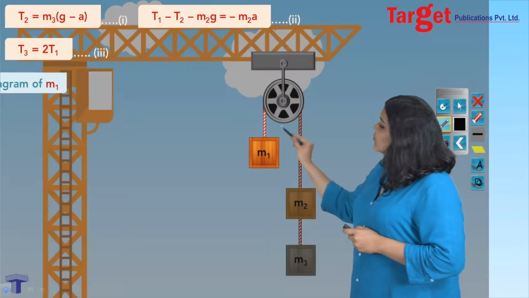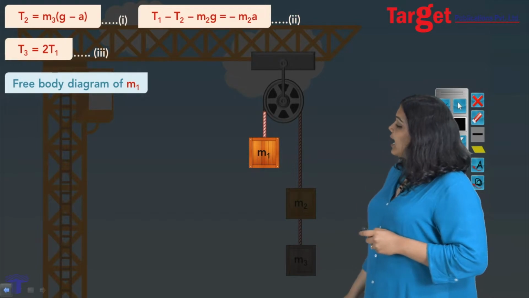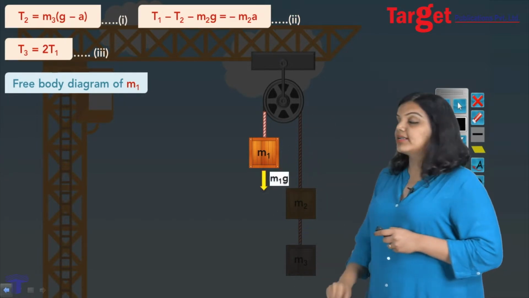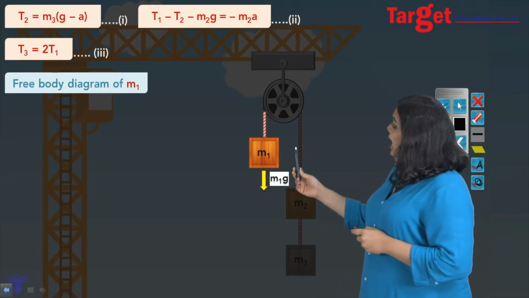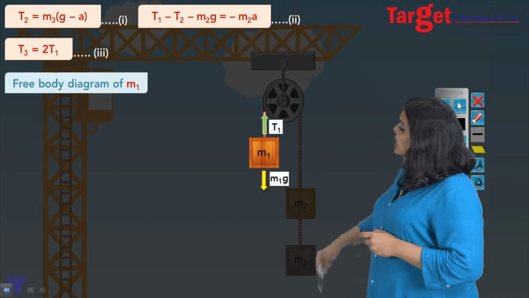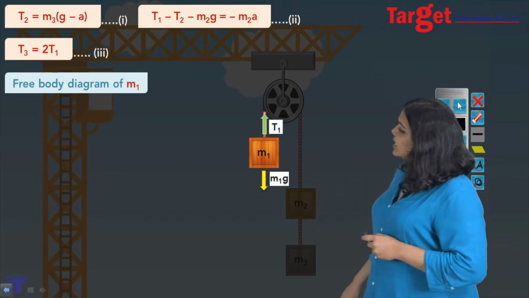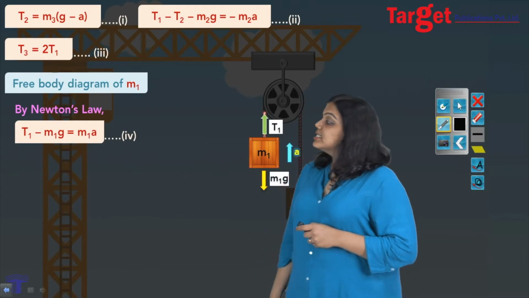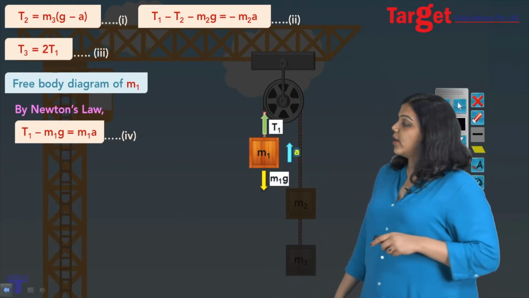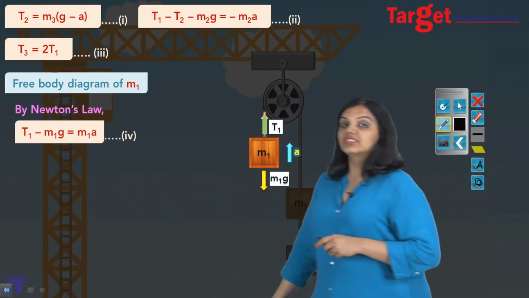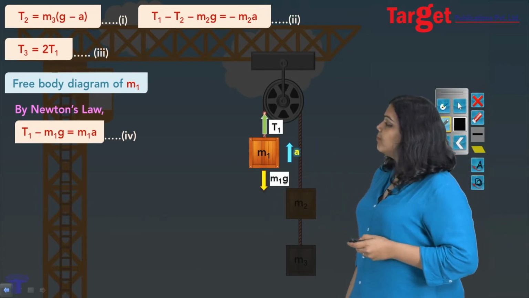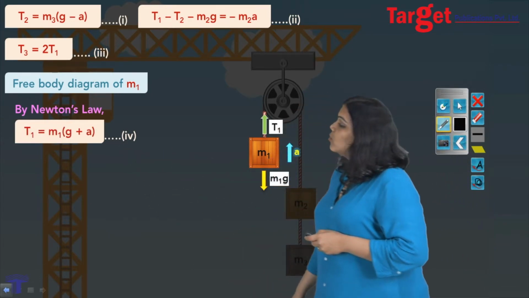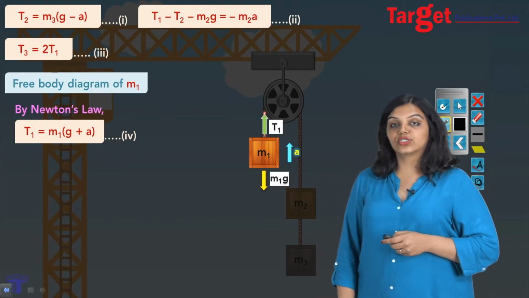I finally come to the free body diagram of M1, and if I look at that, then the weight of M1 acts downwards, M1g, and the tension acts upwards, T1. T1 is positive, M1g is negative. I get the equation of motion: T1 minus M1g is equal to M1a. A comes with a positive sign because finally this block moves upwards. This is my last equation of motion. I rearrange to give me an expression for T1.